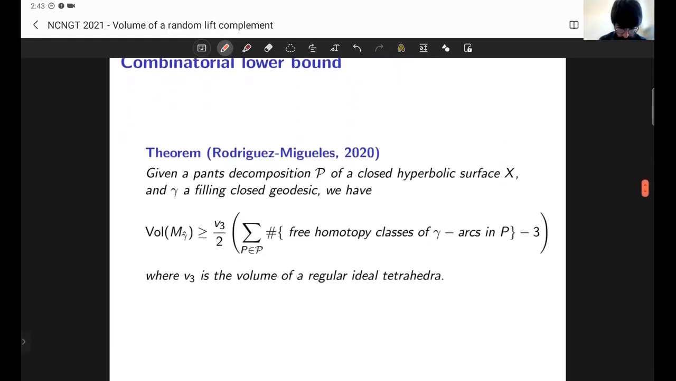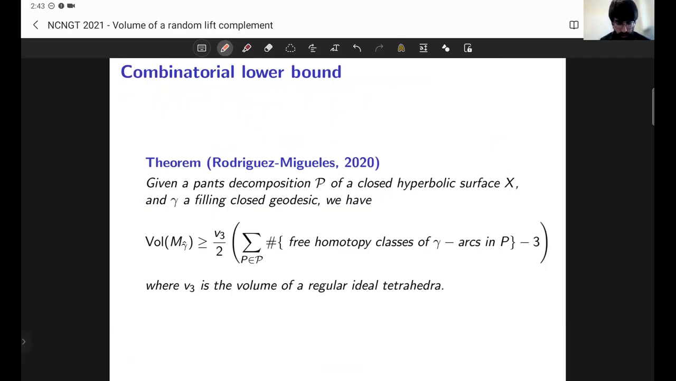And having said these two things, I can introduce Rodriguez-Migueles' lower bound. So given a Penner decomposition of a closed hyperbolic surface and a filling closed geodesic, Rodriguez-Migueles gives a lower bound in terms of the number of free homotopy classes of gamma arcs in each pair of bands of this Penner decomposition. So you can count the different numbers of free homotopy classes of gamma arcs in P, and then sum over all the pairs of bands, multiply by some constant, V3, which is essentially the volume of the regular ideal tetrahedron, and this gives you a lower bound for the volume of this canonical Lefschetz complex. And this is essentially the only lower bound that's known.